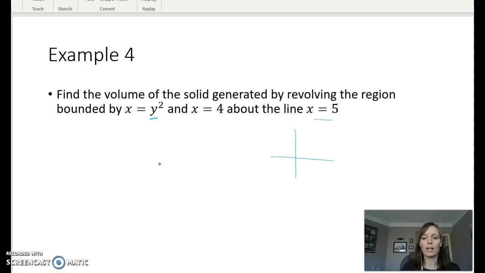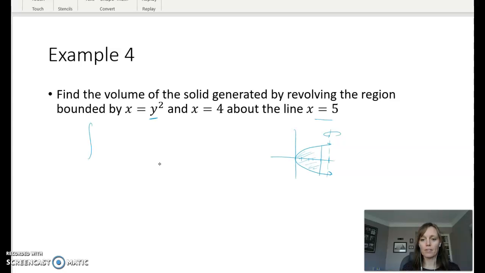So x equals y squared is a sideways parabola. And this is closed off at the line x equals 4. So here is that piece there, but it's being revolved around the line x equals 5. So there's a little bit of space in between, so there's going to be a hole in the middle. And this is an example of the inner versus the outer.